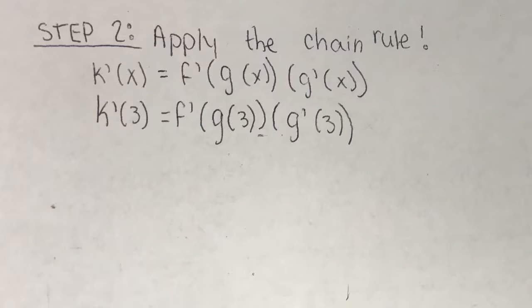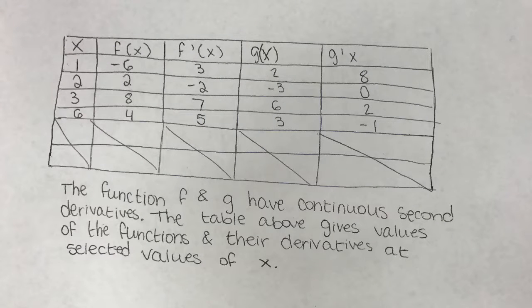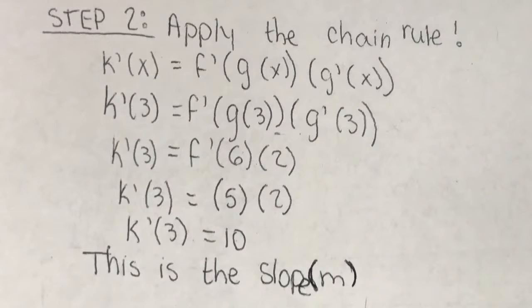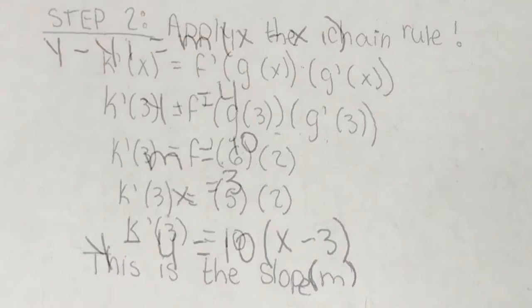Now you're going to take x equals 3 and plug in 3 for all the x's. Once you have that, you're going to look at your chart again and fill in the corresponding values for these. You figure out g of 3 equals 6 and g prime of 3 is equal to 2. Once you plug those in, you find f prime of 6 equals 5. Now you have k prime of 3 is equal to 5 times 2. So k prime of 3 equals 10. This is your slope.